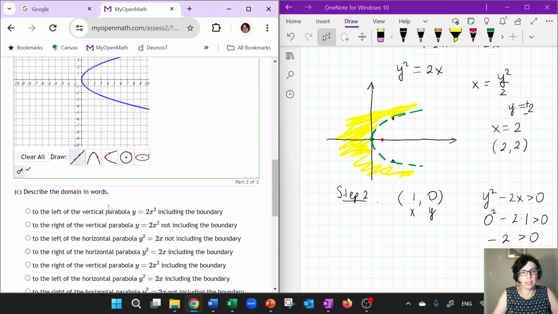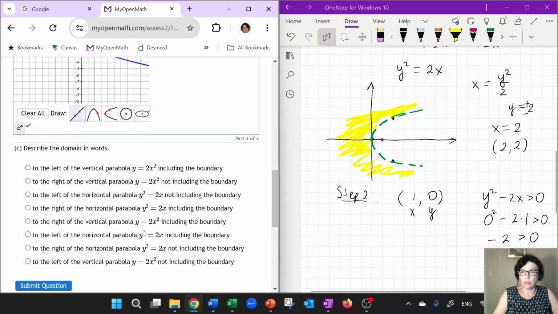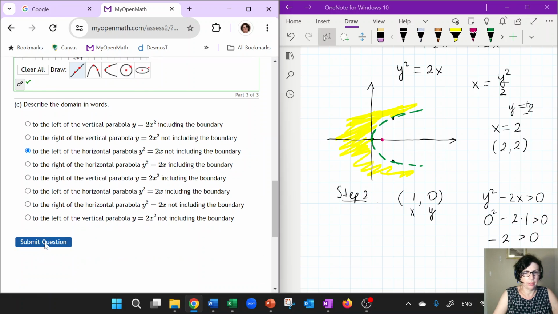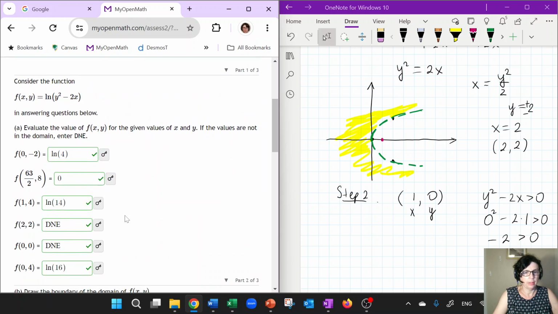Okay, so then they're asking us, so this is going to be to the left of a horizontal parabola, x equals y squared over 2, or y squared equals x, not including the boundary. Y squared equals x. So I think it's going to be this one right here. Wow, there's a lot of choices here. All right.